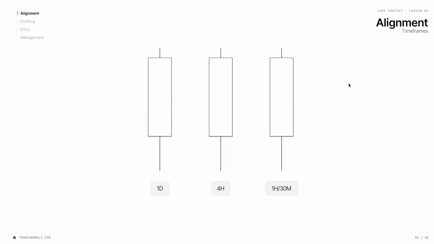Hello, everybody. Welcome to the Anomaly course, Core Content Lesson 6. In this lesson, we're going to be covering the entire GXT model. Let's go ahead and start with alignment.